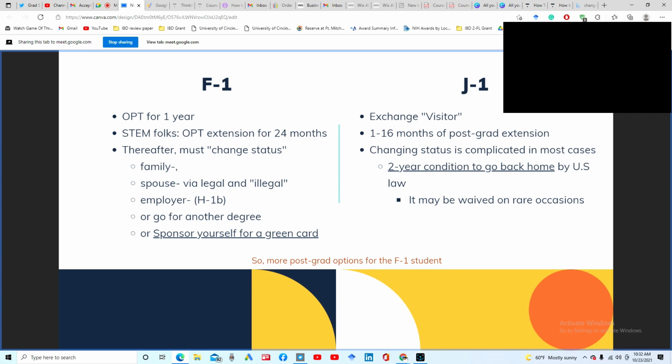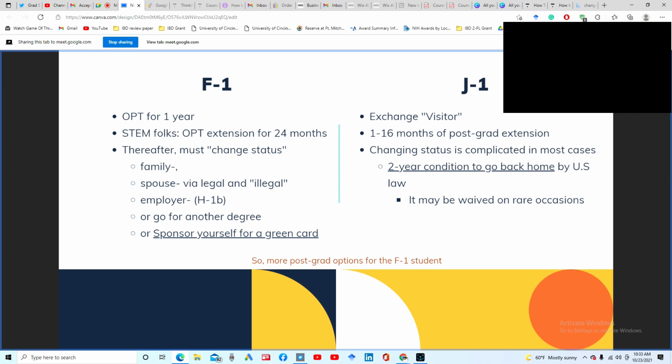Now, most of the people in this situation must go through maybe the family or spousal route to do that. It's even difficult for an employer to file for you on a J1 visa. So it's very rare, but this condition to go back home can be waived, but it's rare. So there are more post-grad options for the F1 students than the J1 students, even though the J1 students and their spouses can work legally in the US. So that's why I recommend the F1 visa.